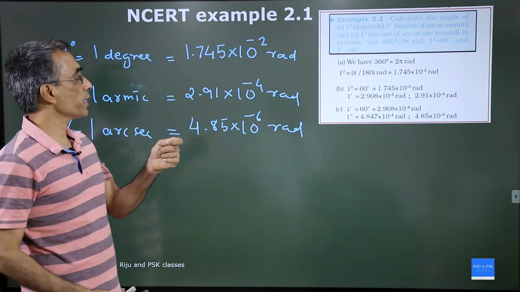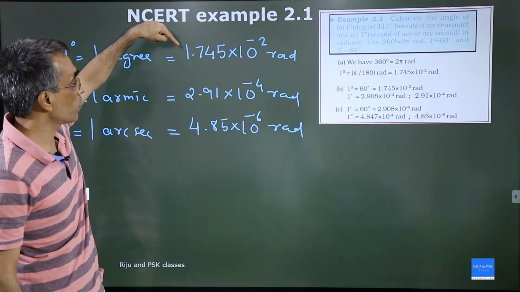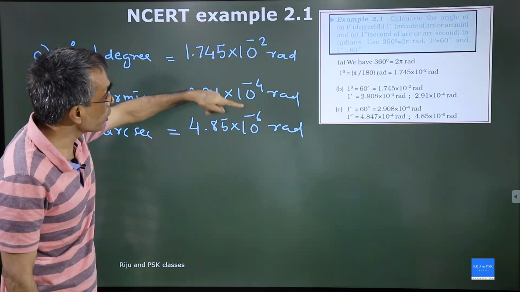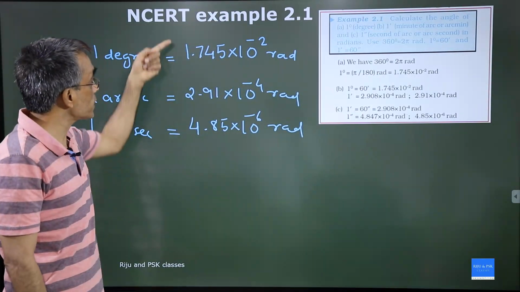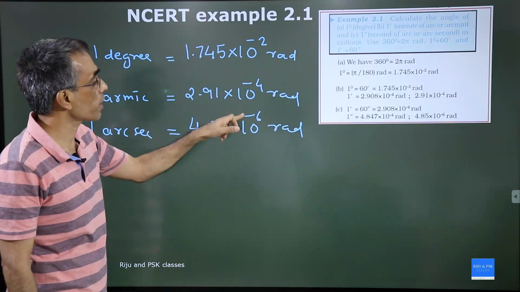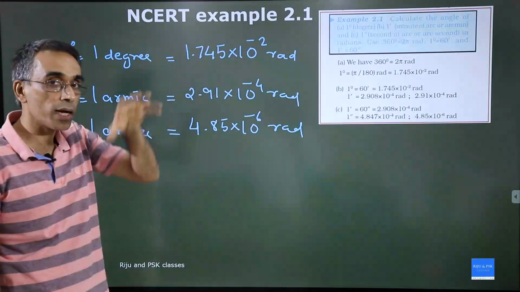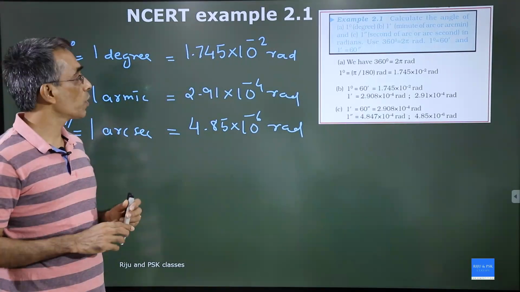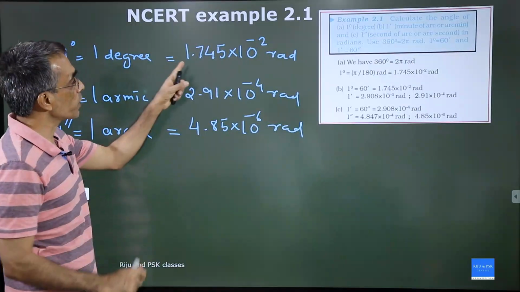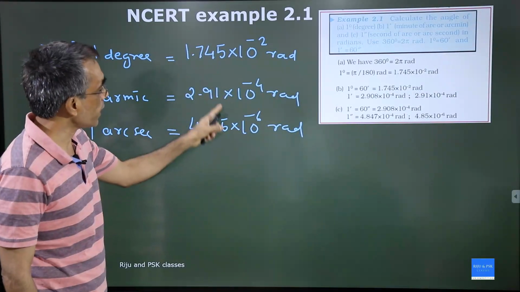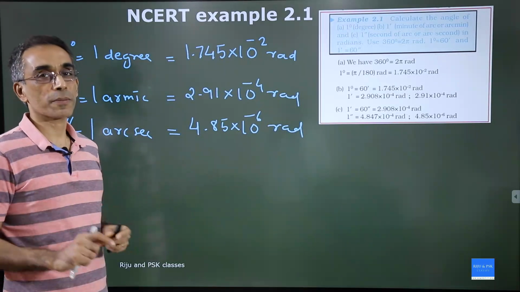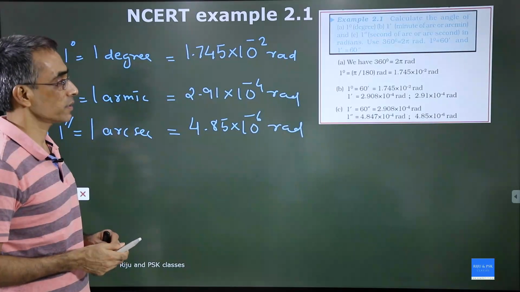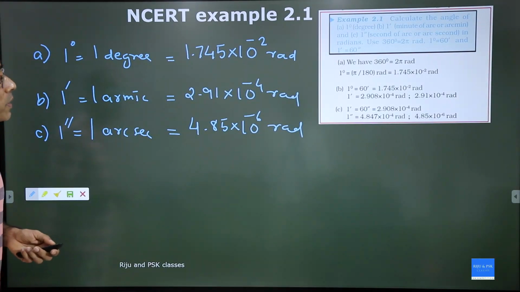There is one way of remembering it, not completely. This is 1 point something, power is minus 2. This is double the value, 2 point something into power minus 4: minus 2, minus 4. This is double again, 4.85 into 10 raised to minus 6: minus 2, minus 4, minus 6. So in that way, there is an easiness of memorizing it. Of course, this part is not clearly correct, but if you take it as 1.8, 2.8, 4.8, this is roughly okay. If you have no other choice, then memorize it like that. So this is the answer to example 2.1.